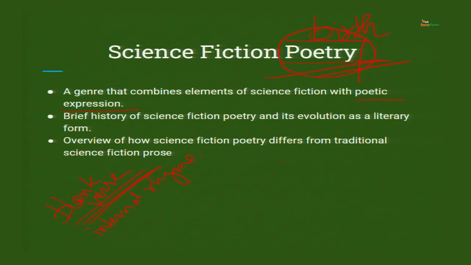That is, the stories that you have been reading so far, the novels that you have been studying so far. For example, you have studied Aldous Huxley's A Brave New World, you have studied Dr. Jekyll and Mr. Hyde, you have also studied The Time Machine. All of these are prosaic works. They are written in prose, not in poetry. So we will get to understand what that means.